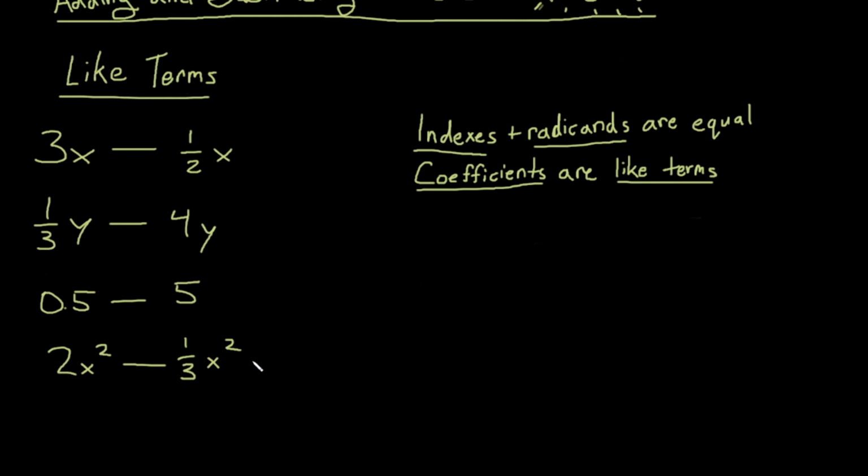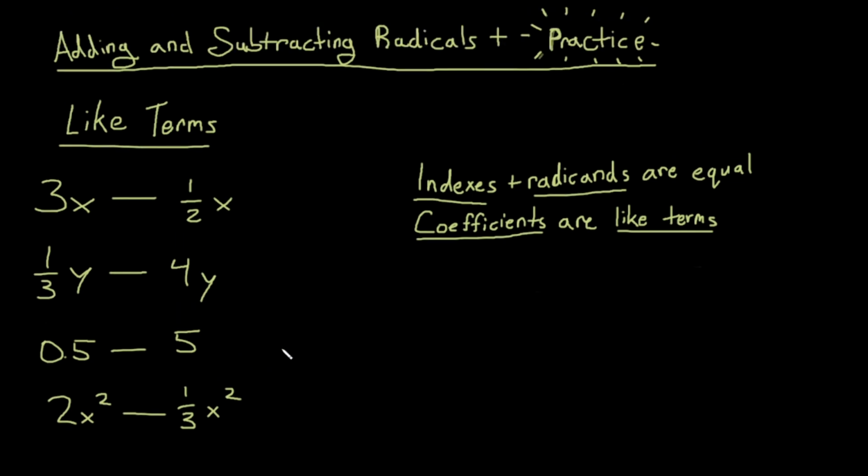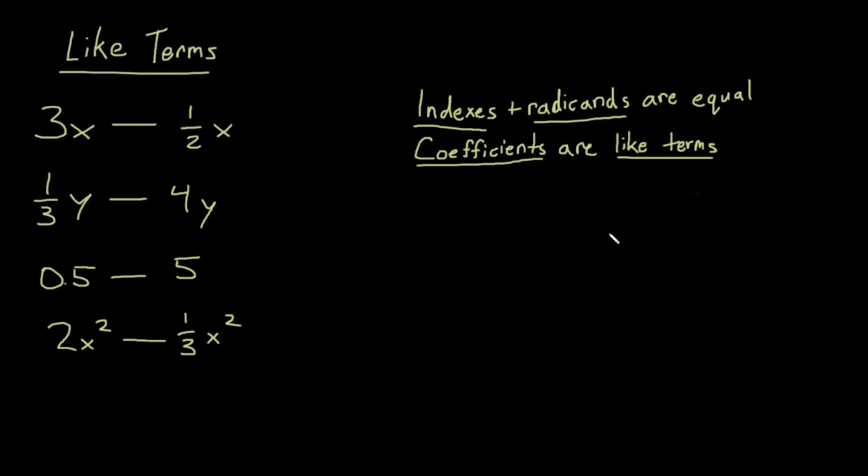Now, let's look at radicals. We can only subtract or add radicals if their indexes and radicands are equal and if their coefficients are like terms. So, for example, say we have root 48 plus root 75. Now, the radicands are not equal right now. However, we can convert them into mixed radicals in order to see if we are able to add or subtract them.